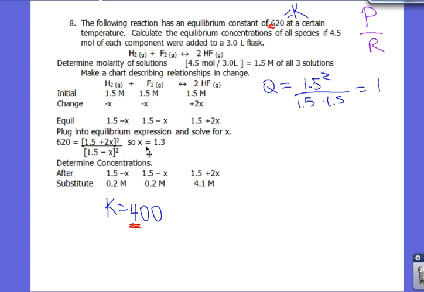Probably could use a couple of other methods, but this works pretty well. You have 1.5 minus 1.3, 1.5 minus 1.3, 1.5 plus 2 times 1.3. And if you take these values, 4.1, 0.2, 0.2, and plug them back in, you get 400. And yes, 400 is not quite equal to 620, but at least it's a large value.